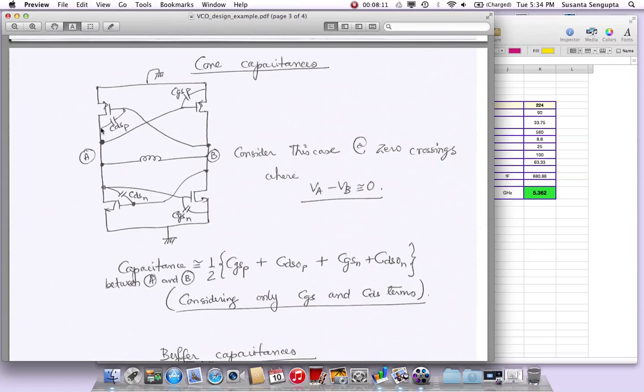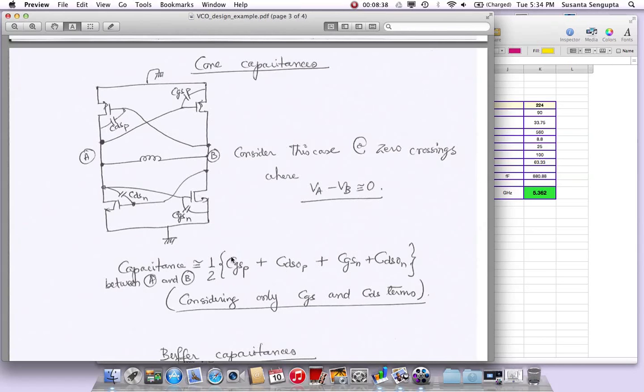Why? Because if this point is A and this is B, they are inverted. So if this was some voltage V, this will be minus V. You actually see twice of this because of the Miller effect. That is the part I missed when I wrote this formula. I think I have the correct formula in my Excel sheet, but when I wrote this I missed it, so again I apologize for that. Please note that there is a 2 here and a 2 here with these overlaps.